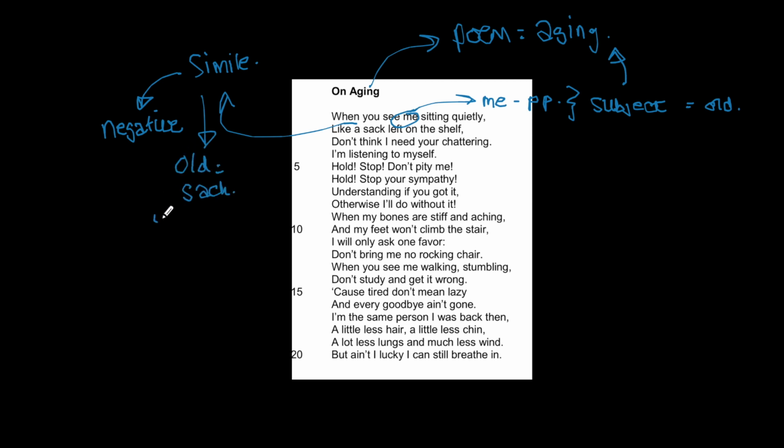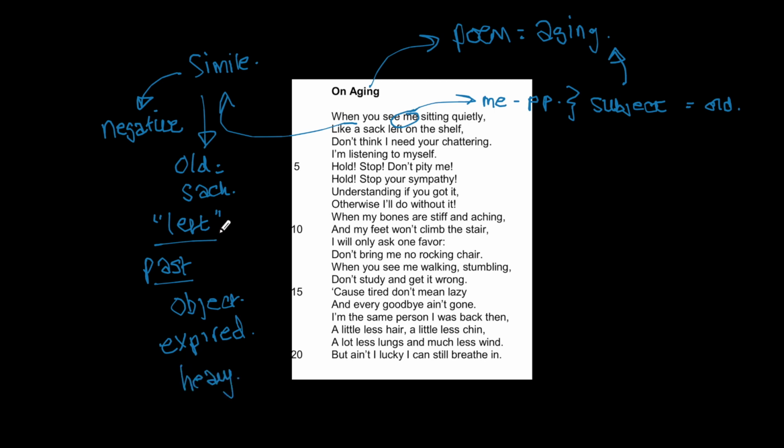More importantly, this verb left in the past tense, incredibly important. There's this sense of being an object, of being almost expired. There's this sense that Maya Angelou's subject is comparing herself to a sack because a sack is an object. It's heavy, it's left, it's forgotten. I can connect this simile to something negative. So being old is immediately being negative, right? It's seen as something negative.